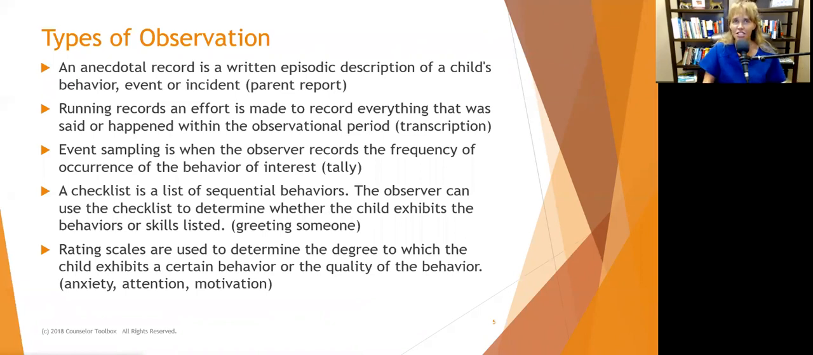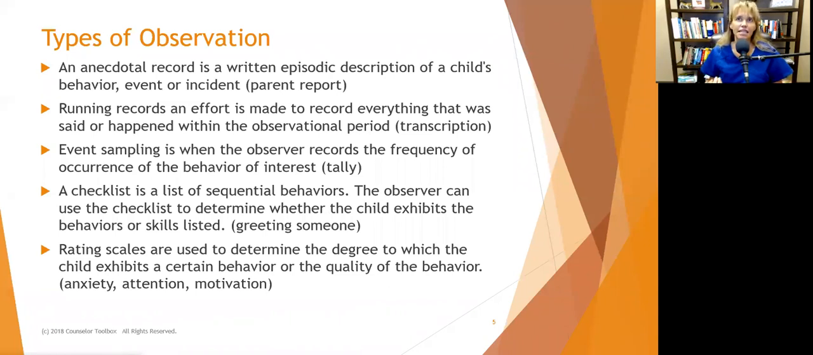So, observation. An anecdotal record is a written episodic description of a child's behavior, event, or incident. So these are like parent reports. Tell me what happened. Just kind of give me the rundown. Running records are when an effort is made to record everything that was said or happened within an observational period. So it's basically a transcription. If you have a video playing, you're transcribing what's happening. You're describing it in great detail, and it's just this running record of everything that's going on.